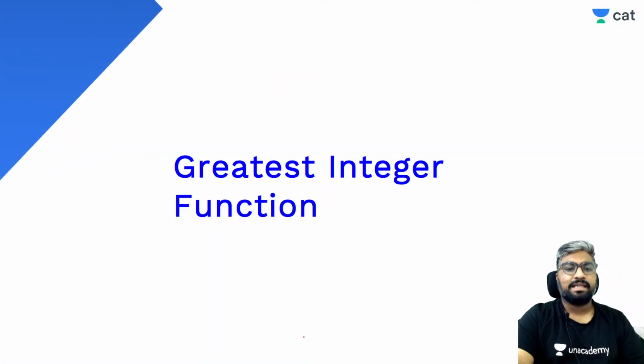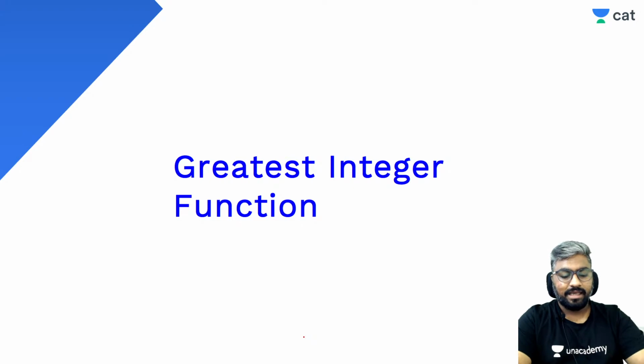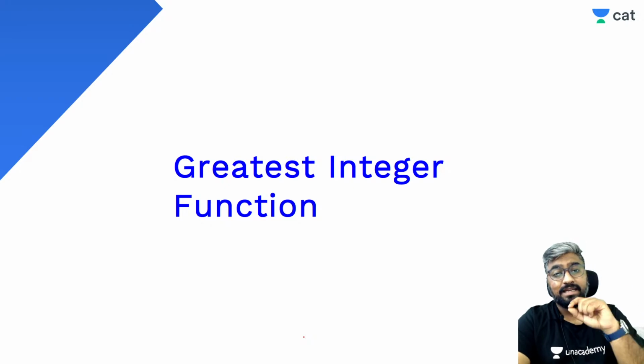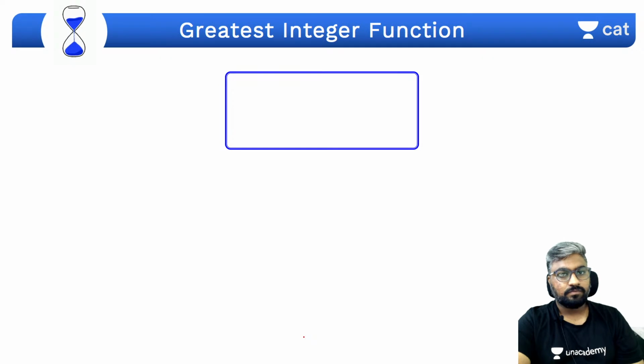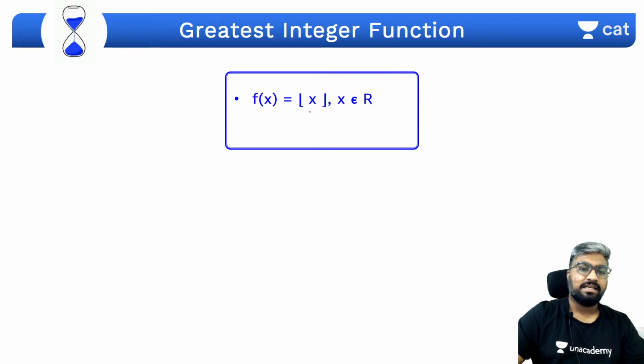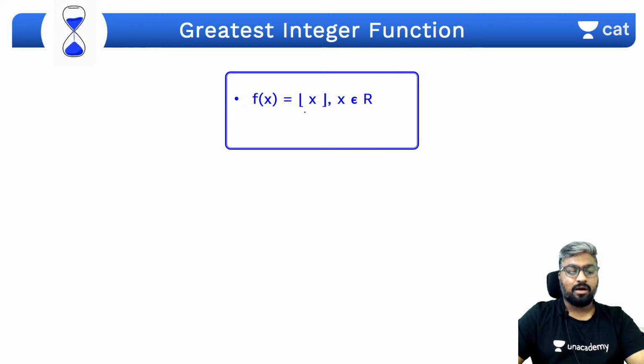Now let's talk about greatest integer function. Yes, what is the greatest integer function? These are floor functions and ceiling functions, correct? We call them floor function and ceiling function. So what does greatest integer function do? It ensures that whatever the value is, it gives the greatest possible integer. So greatest integer function is defined like this.